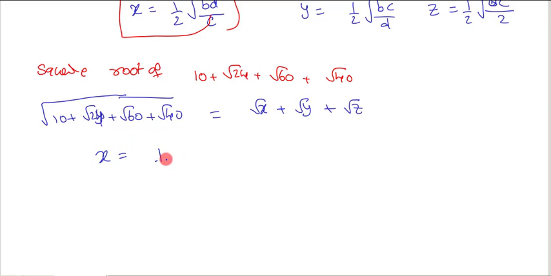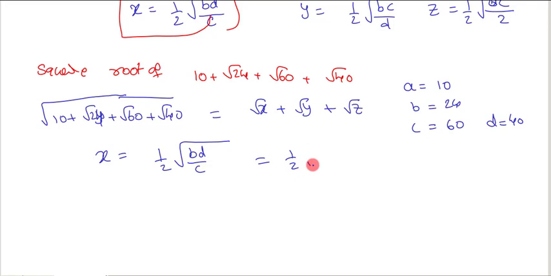x is equal to 1 by 2 of under root of b into d by c. Here, what are the values? a is 10, b is 24, c is 60 and d is 40. I am substituting these values: 1 by 2 of under root of 24 into 40 by 60. So the zeros get cancelled. 6 ones are 6, 6 fours are 24, 6 times 4 is 24. You are going to get 1 by 2 of root 16, that is equal to 4. 1 by 2 of 4 gives you 2. That means you got the x value as 2.